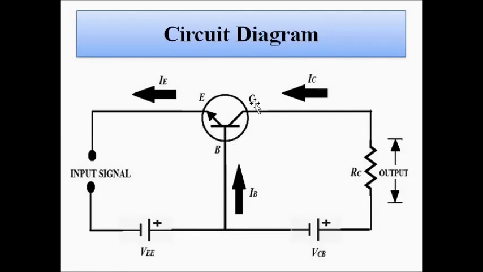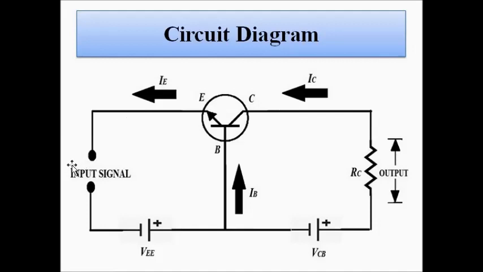Okay, now the output voltage is taken across this load resistance which is connected to the collector, and it's called the load resistance RC or the collector resistance RC. It is also of the order of kilo ohms. So this is the circuit diagram.